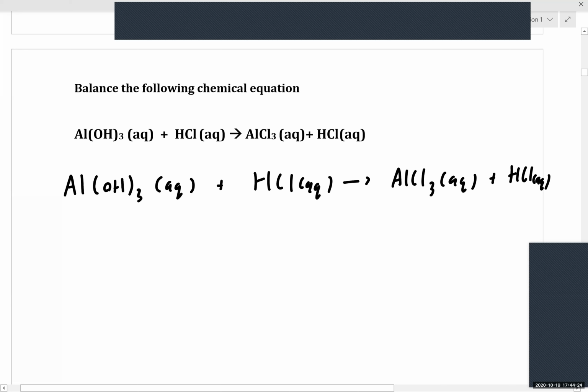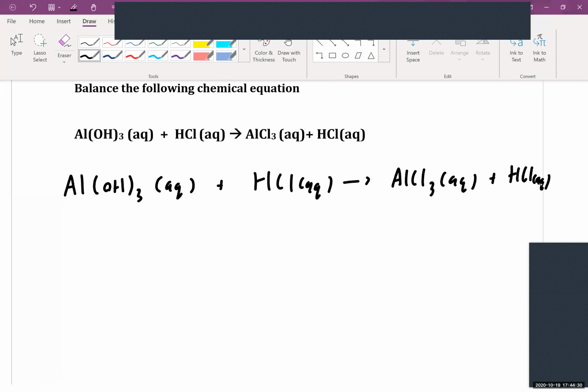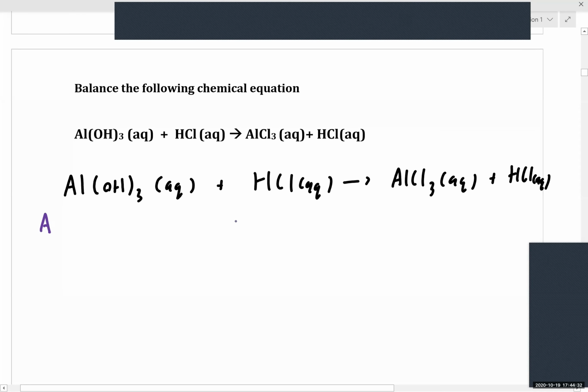Okay, so let's now take about 3 to 4 minutes and try to balance the following chemical equation. Again, I'm going to label my coefficients A, B, C, and D, and I'd like everyone to balance this chemical equation.